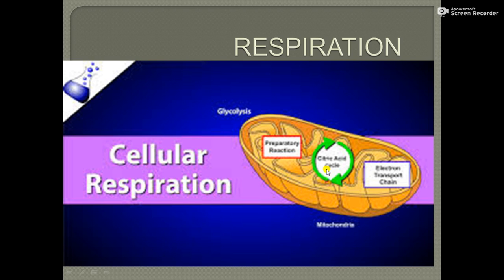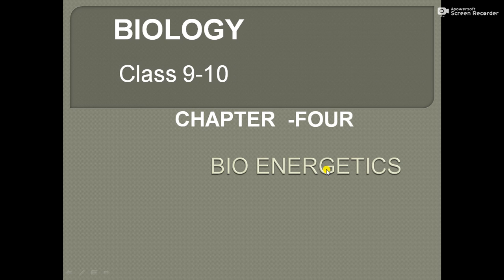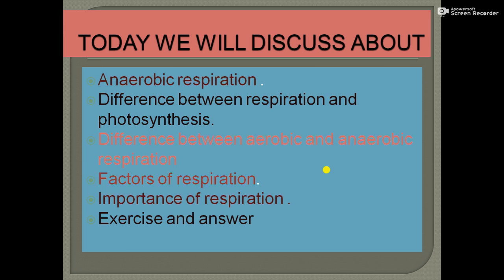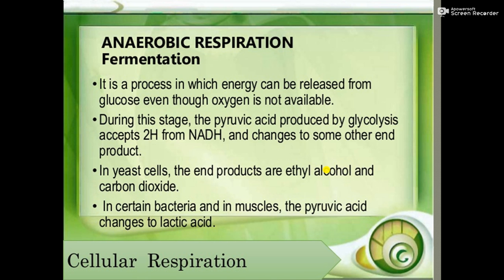Today I am going to conduct a class for the students of 9-10, Chapter 4, Bioenergetics. This is the last part of this chapter discussion, and today's topic is cellular respiration. Today we will discuss anaerobic respiration, the difference between respiration and photosynthesis, the difference between aerobic and anaerobic respiration, factors of respiration, importance of respiration, and exercise, and some answers of those exercises.